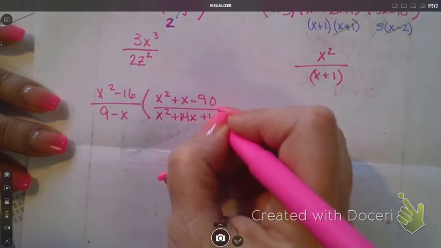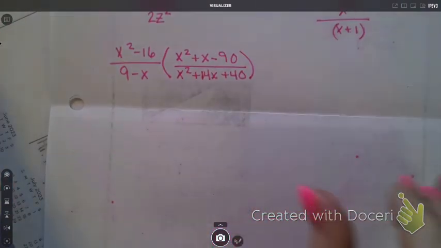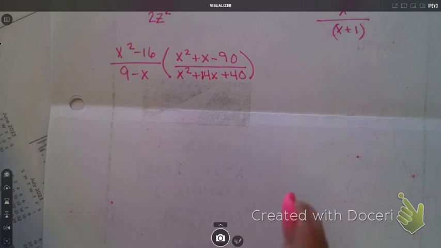Is that it? I don't appreciate the big numbers. Really, the factors of 90 that have a difference of 1. Please read it quickly today.